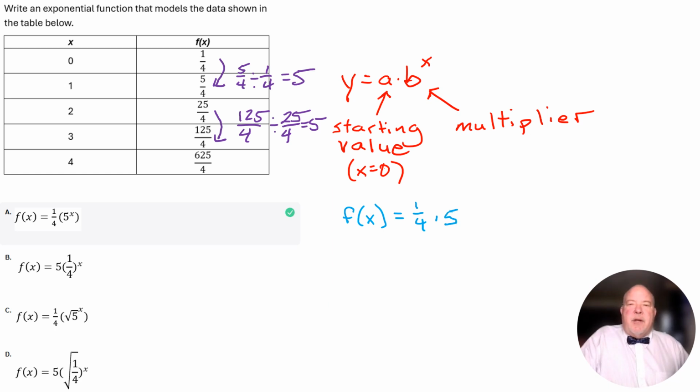And then we just have to put an exponent of x on it. And so you can see that matches up with A. Instead of a dot here, they put parentheses. That's fine. Same thing. So there you go. So writing an exponential function from a table of values.